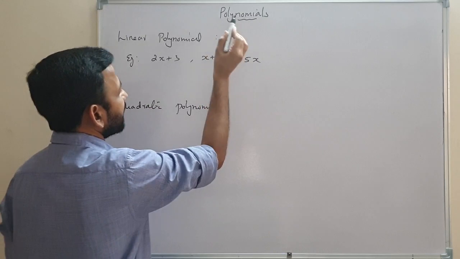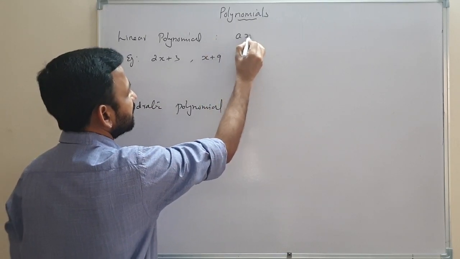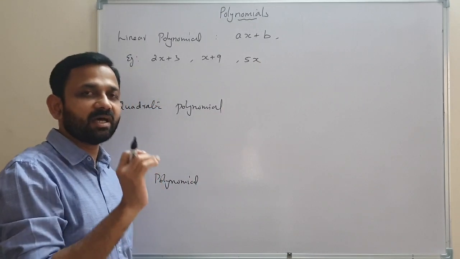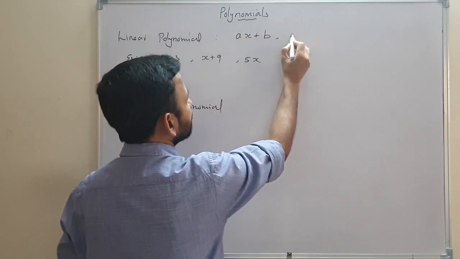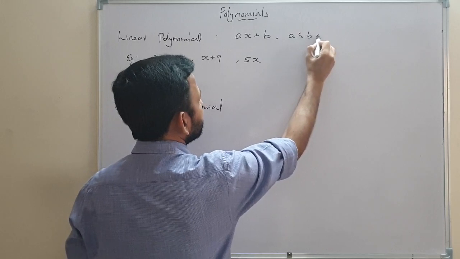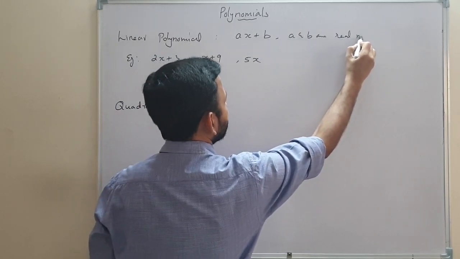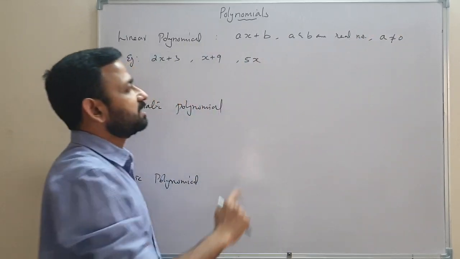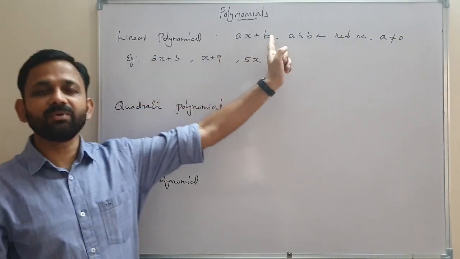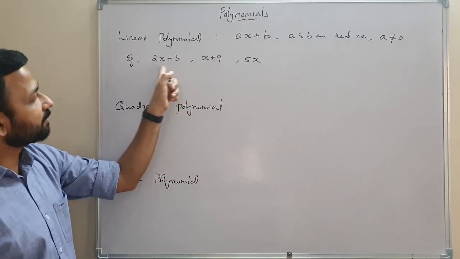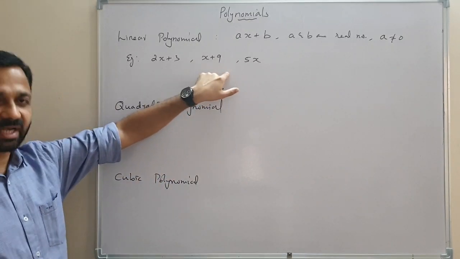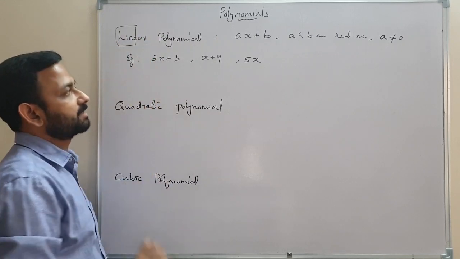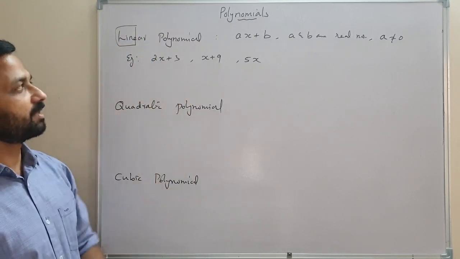The standard form of the linear polynomial is ax plus b, where a and b are real numbers and a not equal to 0. So this is the standard form of a linear polynomial. When we draw the graph of the linear polynomial, we get a straight line. That's why it is called linear polynomial, L-I-N-E, line. So that is a linear polynomial.